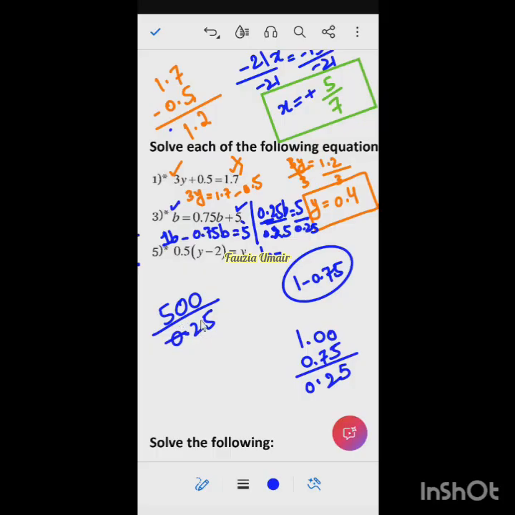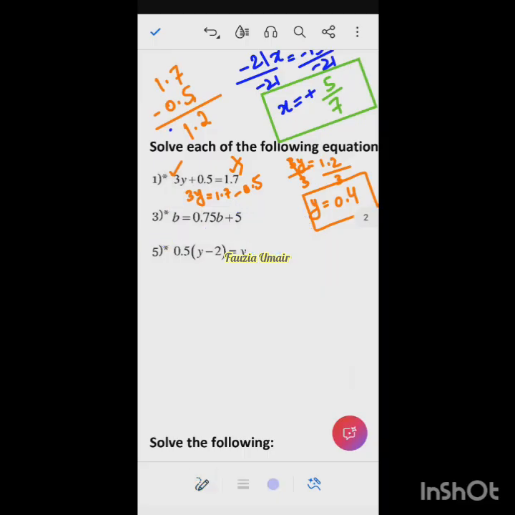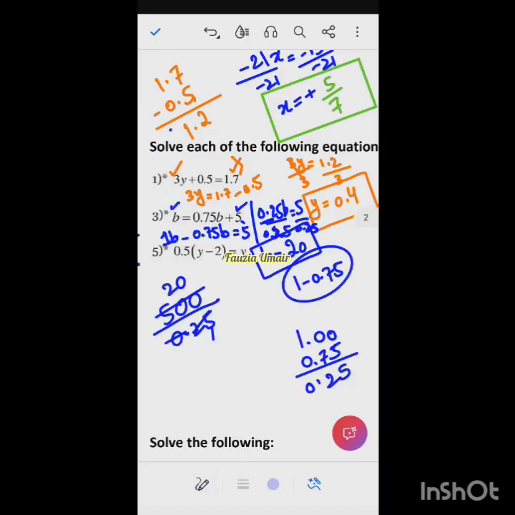Now 25 ones are 25, 25 twos are 50. So what is the value of B? 20. B is 20. ठीक है बेटे? Is it clear? Yes, ma'am. All right. What about the last part? How to solve it?